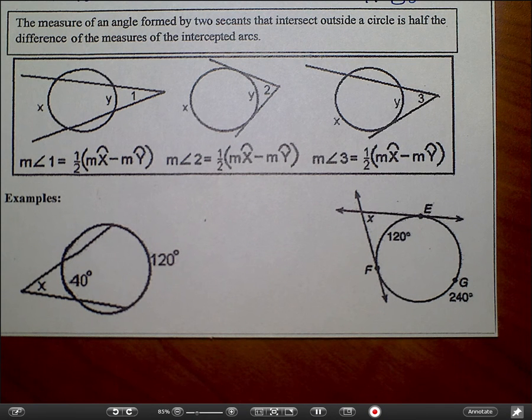Okay, so right here it says the measure of an angle formed by two secants that intersect outside a circle. Now this is important. They are crossing on the outside of the circle. Is half the difference of the measures of the intercepted arcs. Now, I'm going to translate that to basic English.